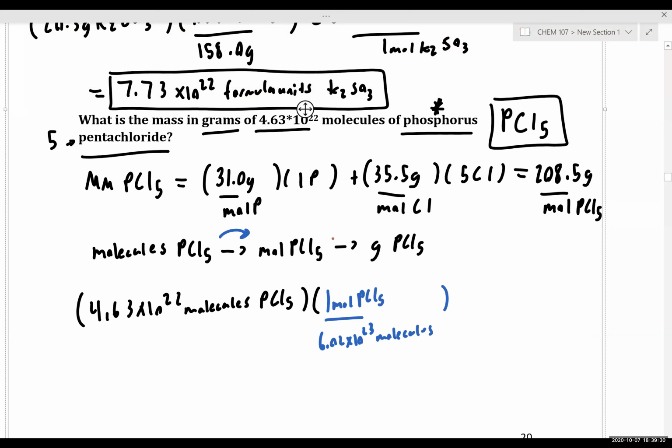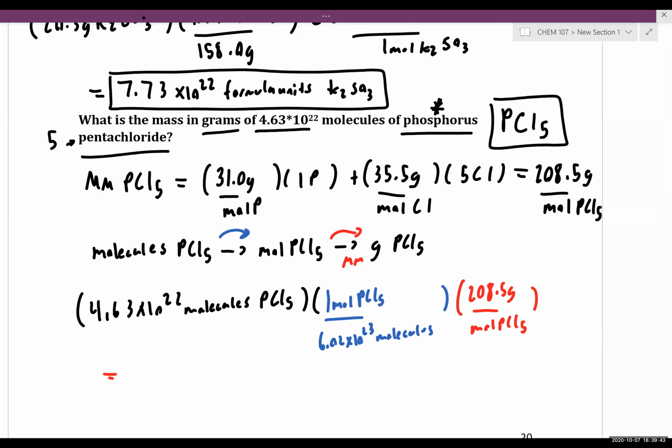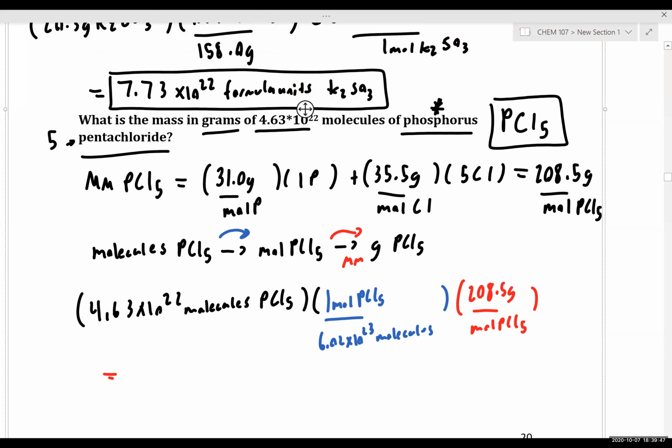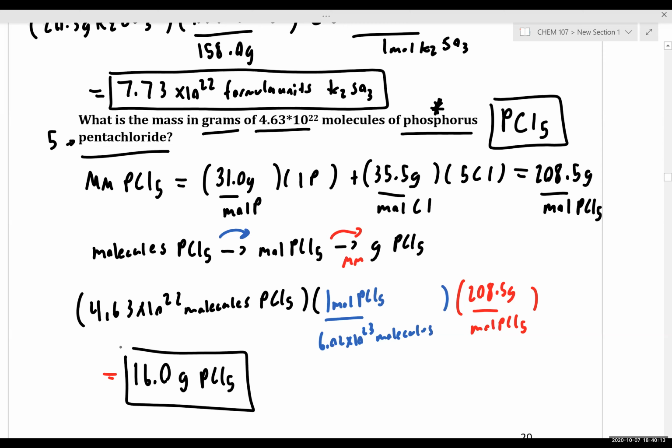Next, to go from moles to grams, we're going to use our molar mass, which we established was 208.5 grams per mole of phosphorus pentachloride. Now, punching this into our calculator, we get 4.63 EE22 over 6.02 EE23 times 208.5, and that gives us 16.0 grams of phosphorus pentachloride. Does this example make sense to everyone? Does this example make sense?